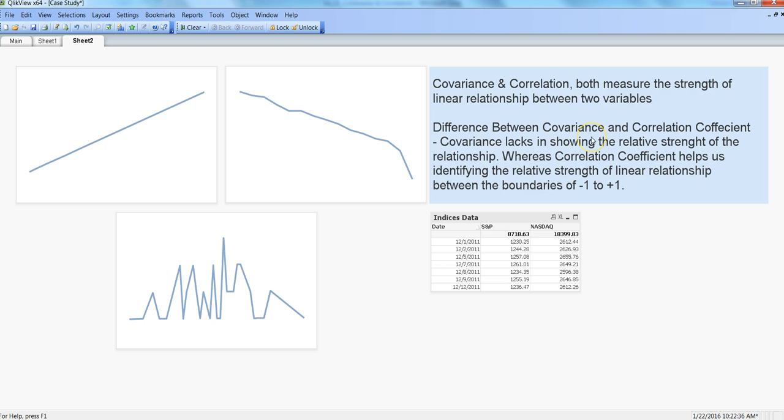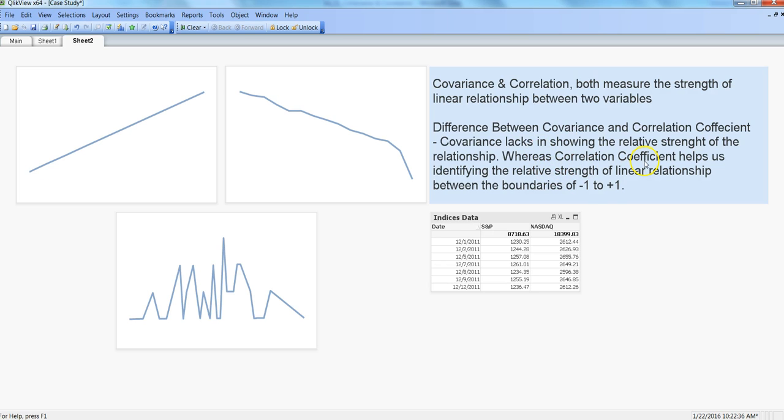In case of covariance, you don't have any boundary. Let's say you are trying to find a relationship between the spending that you are doing and the sales that you are trying to generate, and the value may be somewhere, let's say 850. Now what does this 850 represent? Is it good, bad, or what is it? That's why it lacks in showing the relative strength relative to the variables that you have.